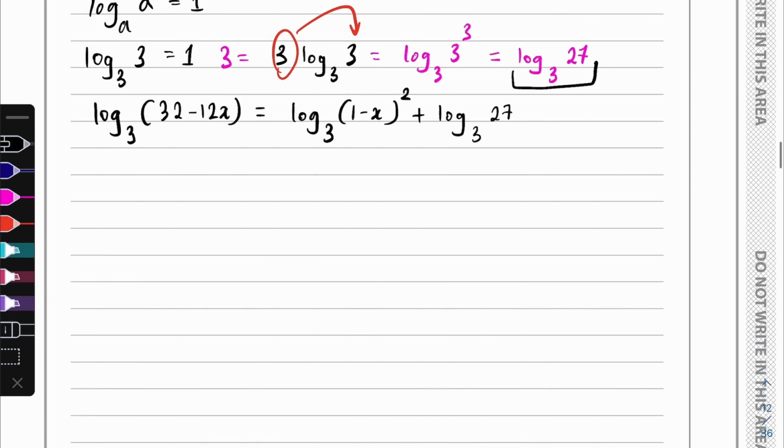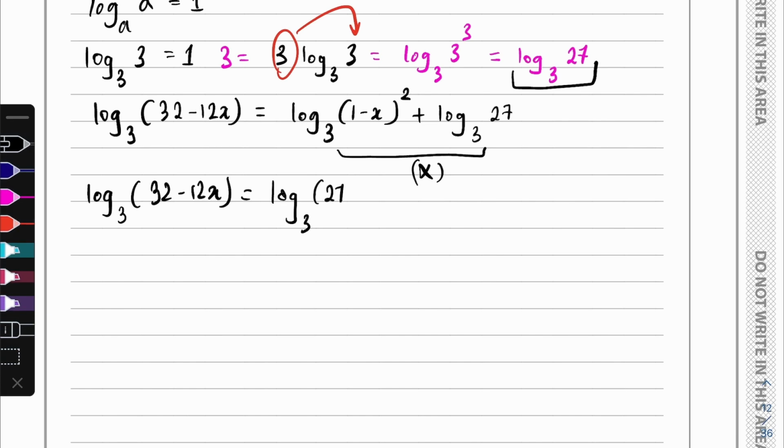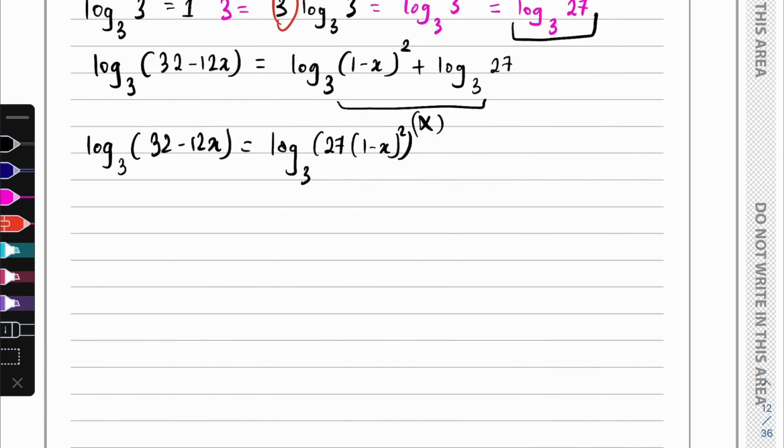So now you can see that these two logarithms are being added. So we can say log base 3 of 32 minus 12x equals, and we know when we add, we're actually multiplying within the expression. So within the bracket, log base 3 of 27 multiplied by 1 minus x whole squared. Now you can see that we have the same base, so the expressions inside must be equal to one another. So we can say 32 minus 12x equals 27 times 1 minus x squared.